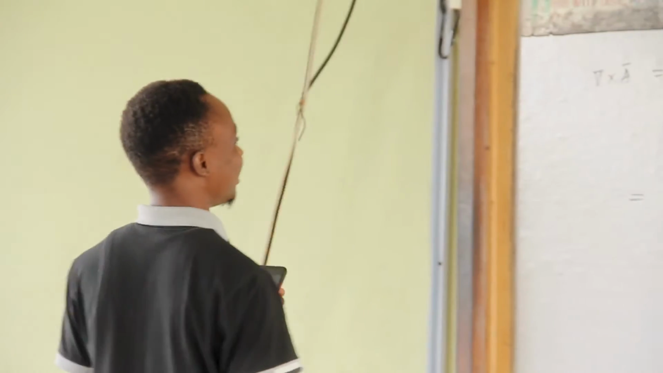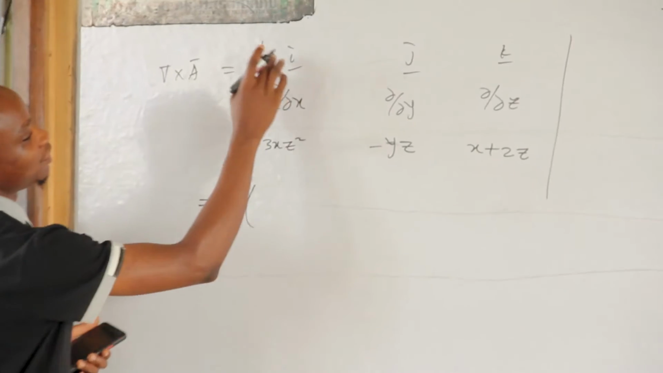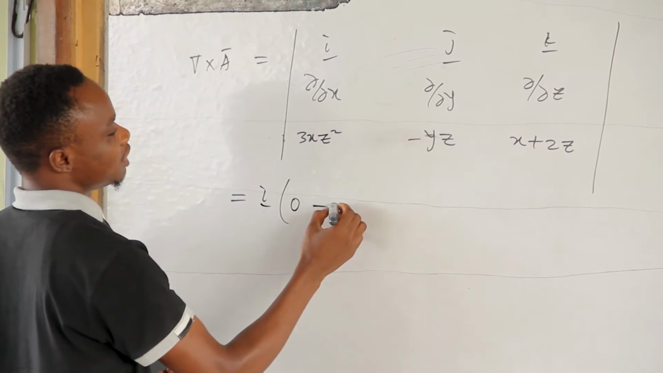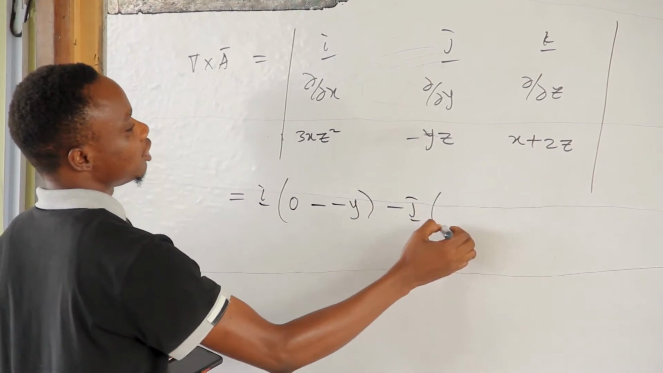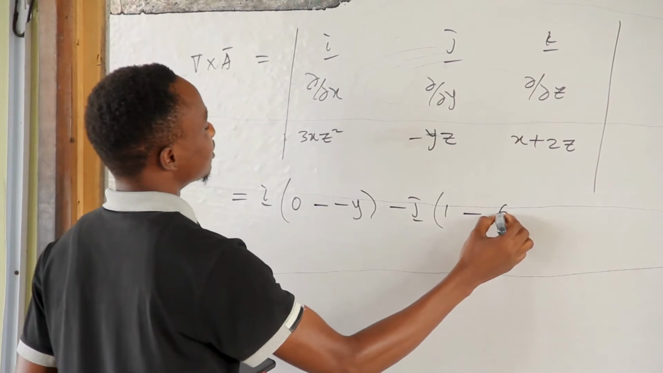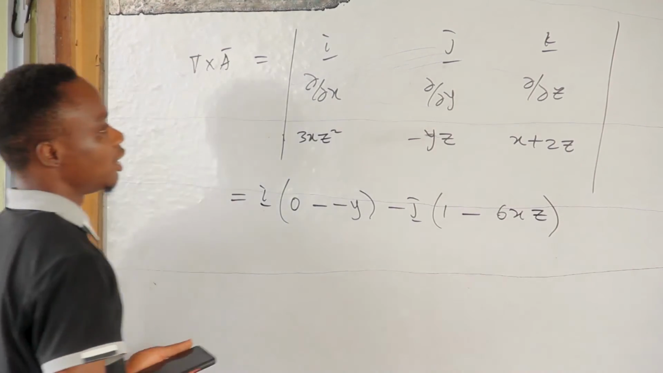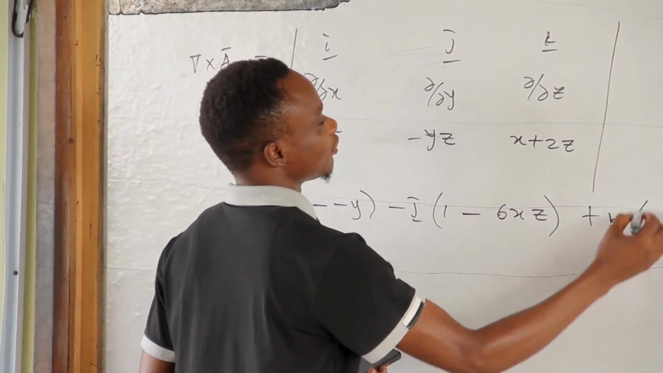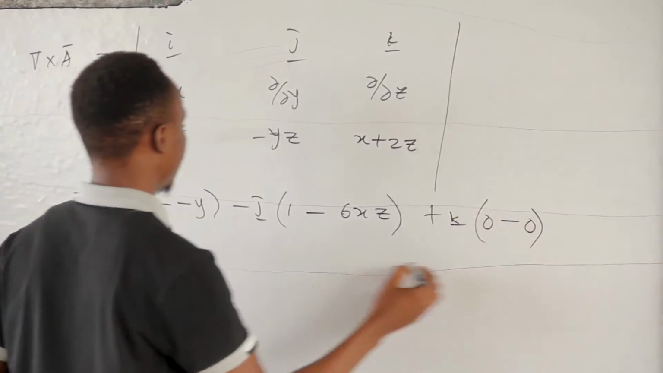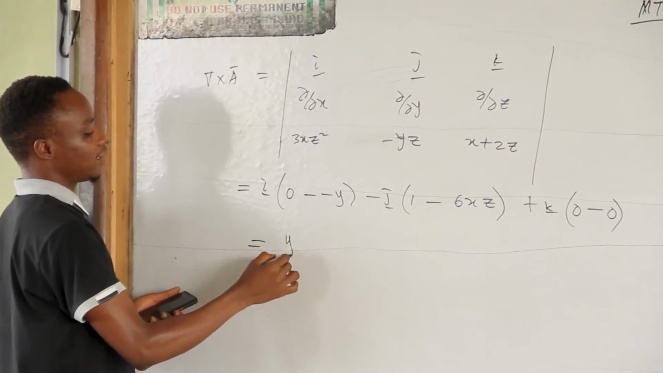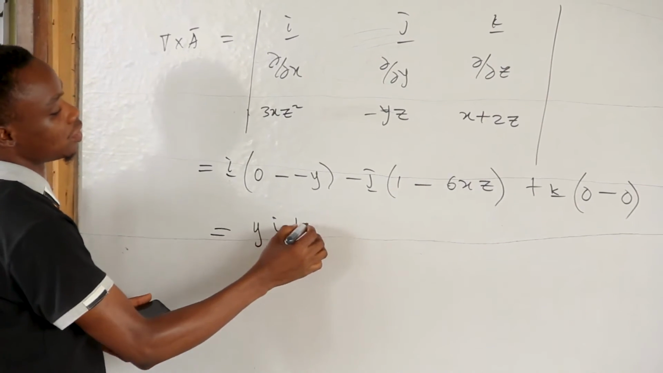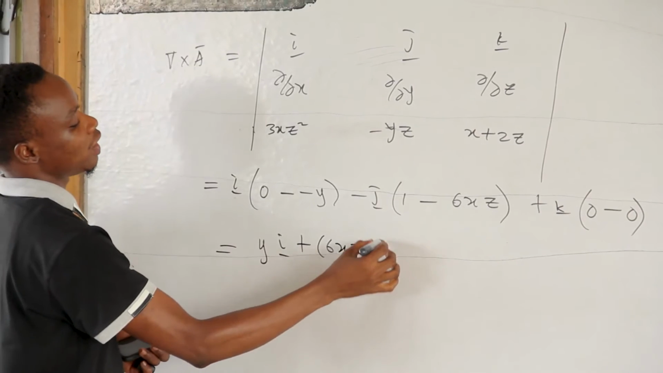So this is going to be, let's do it again. I into this, we cancel this. We need to have del y of this, 0, minus del z of this, minus y. Minus j into del x of this, 1, minus del z of this, that's 6x. Then the last one, plus k, 0 into this is 0, minus this is 0. It's going to give us y i. Then we're going to have plus the 6xz minus 1 j.